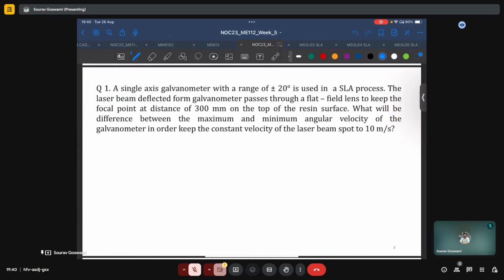The first question is asking us to find the range of angular velocities for maintaining a constant laser velocity on the printable surface. And it says a single axis galvanometer with a range of plus minus 20 degrees is used in an SLA process. The laser beam deflected from the galvanometer passes through a flat field lens to keep the focal point at a distance of 300 mm on the top of the resin surface. What will be the difference between the maximum and minimum angular velocity of the galvanometer in order to keep the constant velocity of the laser beam spot at 10 meter per second?